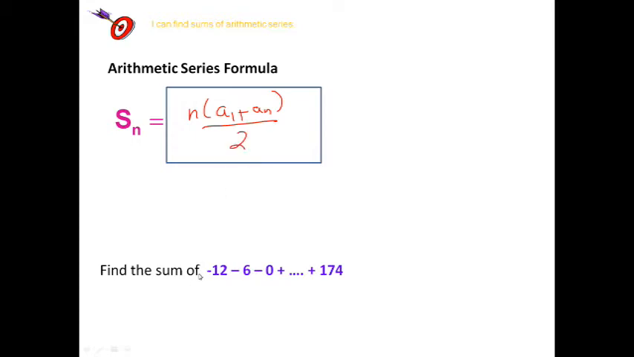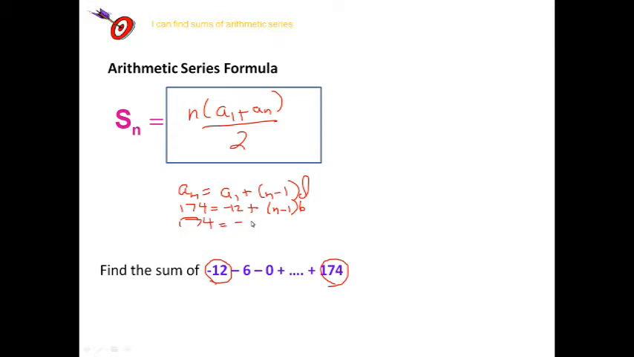So if you come down here, we're going to try to find the sum here. So I know my a1, I know a sub n, what I'm missing is n. So the first thing I need to do is find what n is, and I'm just going to use my formula for arithmetic series to do that. Okay, so a sub n, 174, equals negative 12 plus n minus 1 times 6.